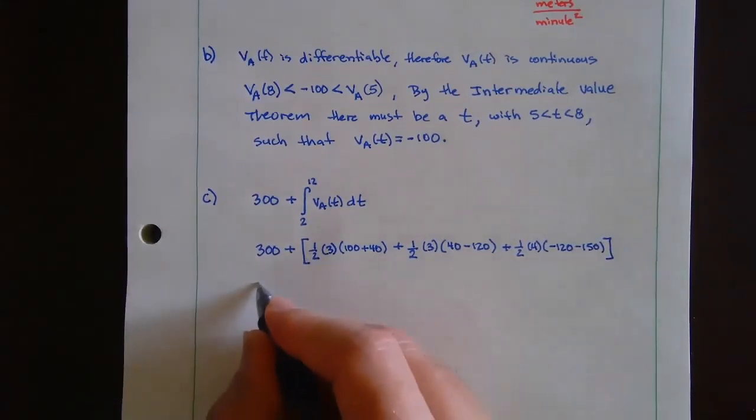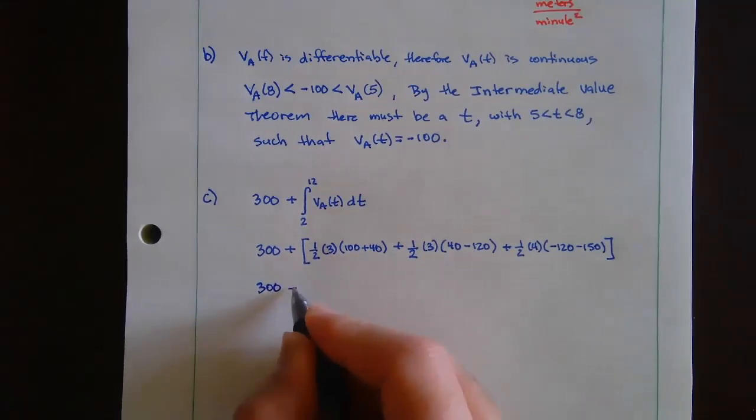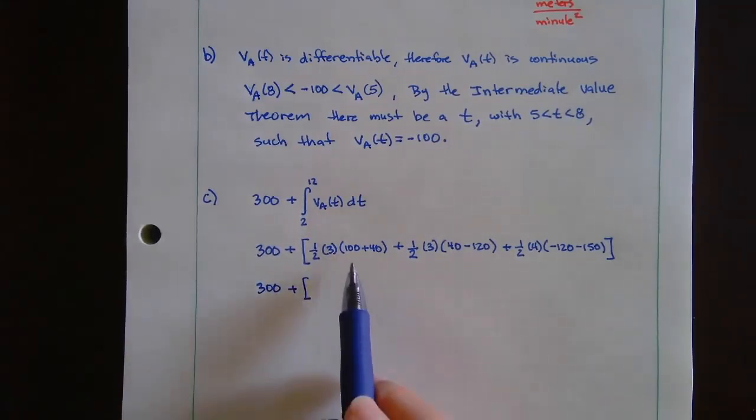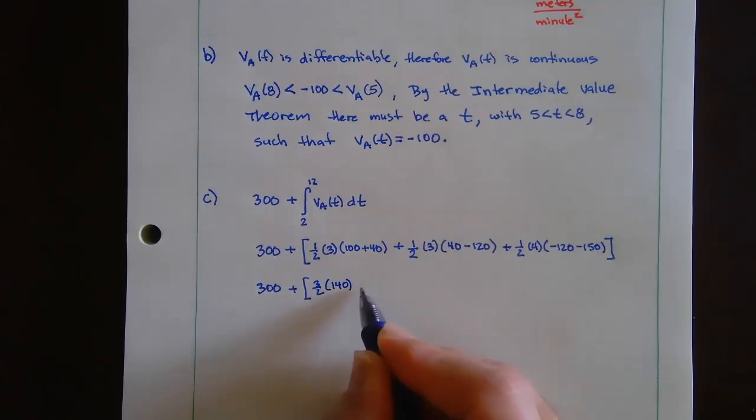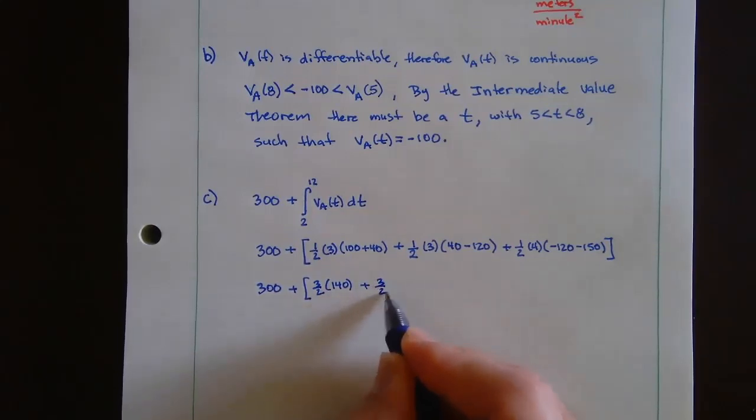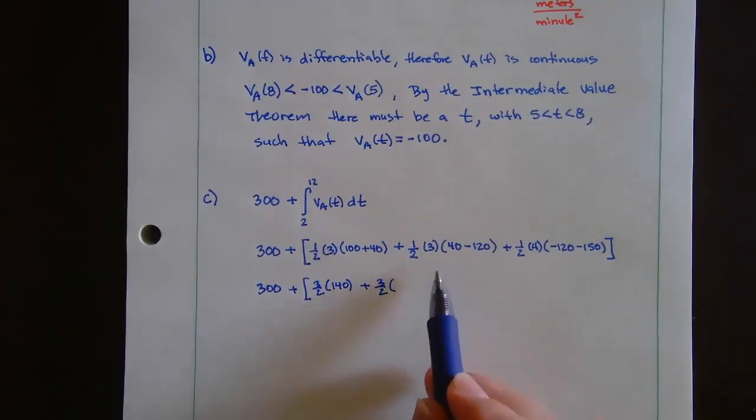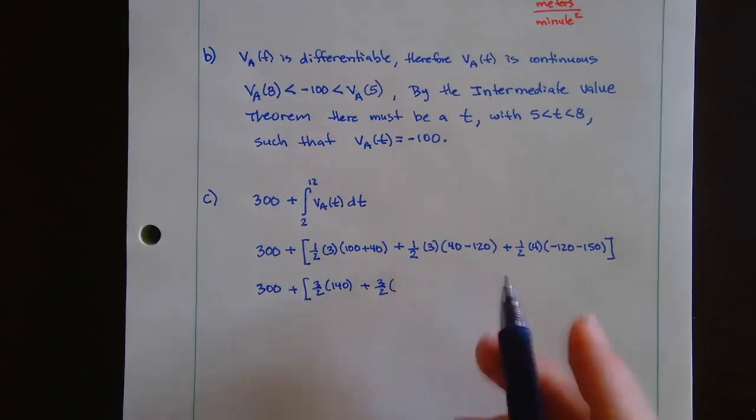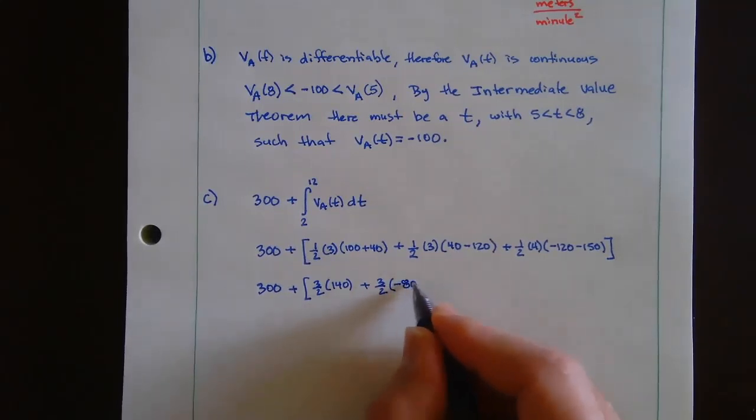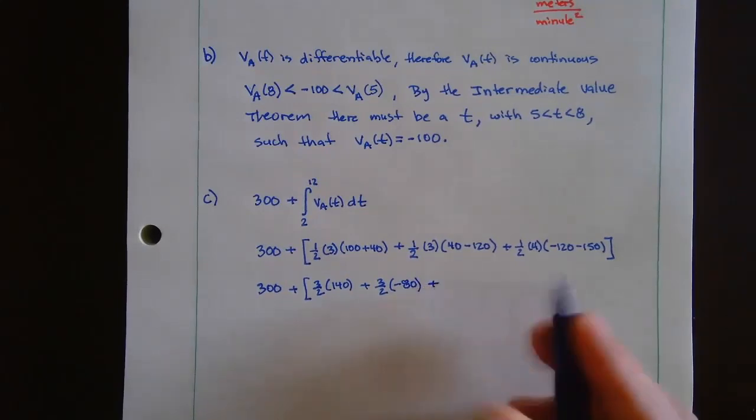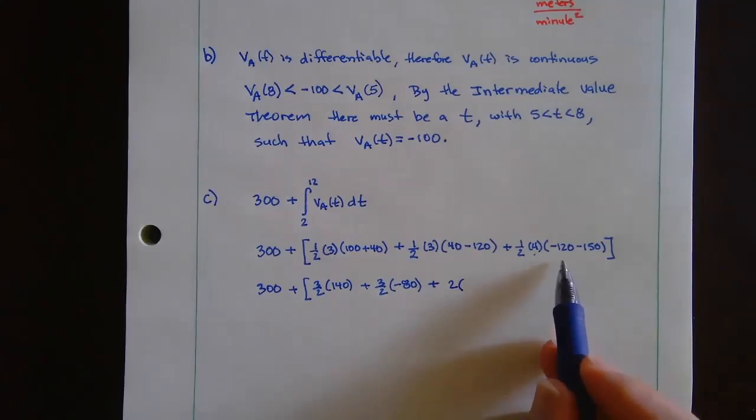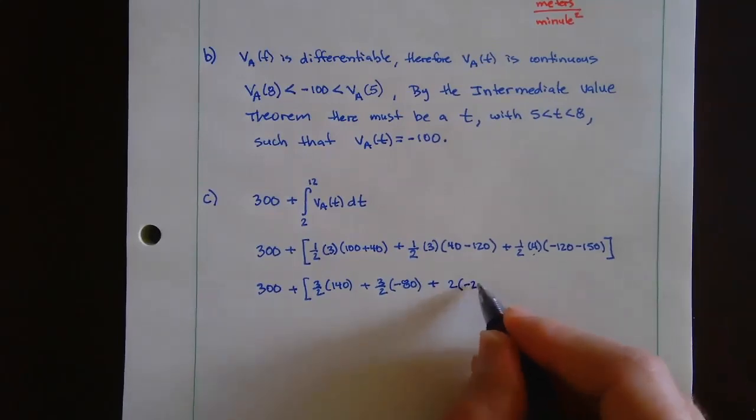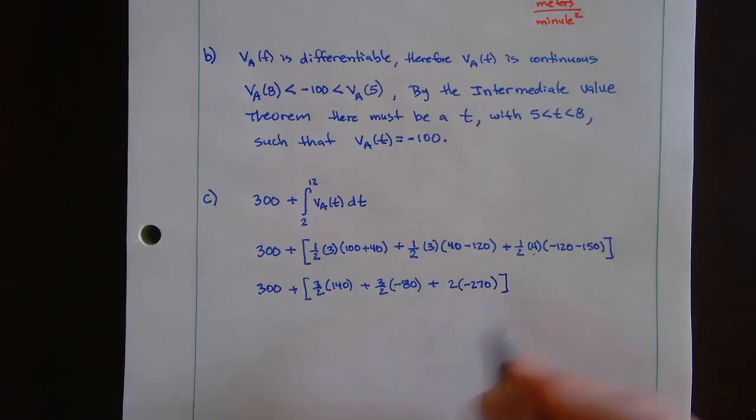Okay, then we're going to clean this up. Okay, so 300 plus, and this would be 3/2 times 140 plus 3/2 times, this would be negative 80. And then plus, okay, 1/2 of 4 is 2, right? So that'd be 2 times, and this would be negative 270. And I'm going to clean this up some more, okay?